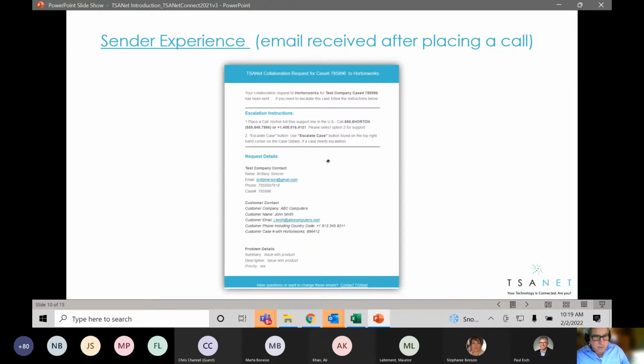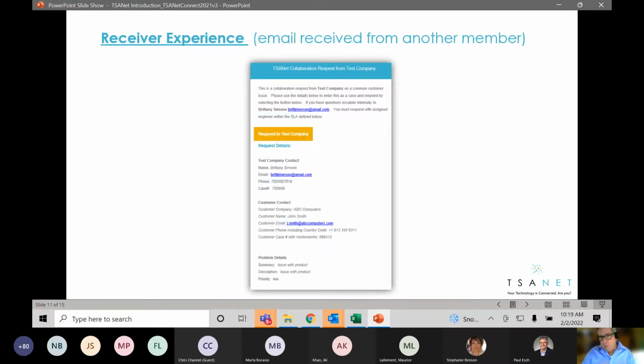So that's one of the other things that TSANet provides, another path of escalation that says, hey, if they submitted a case, you need to acknowledge that case. Even if that acknowledgement might be, hey, this customer is not entitled, we still want you to acknowledge that a case was submitted. So the engineer is going to get this email back that summarizes the case. I'm going to flip this around the other way.